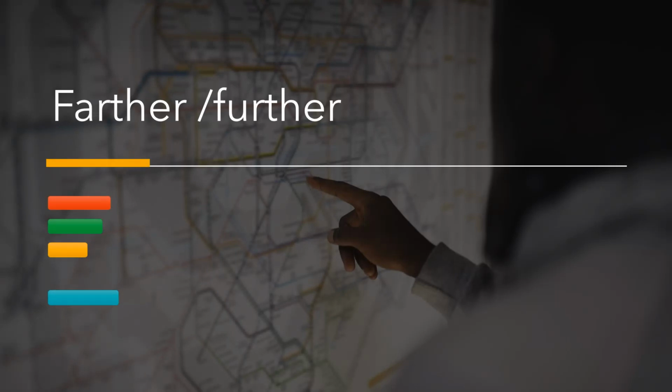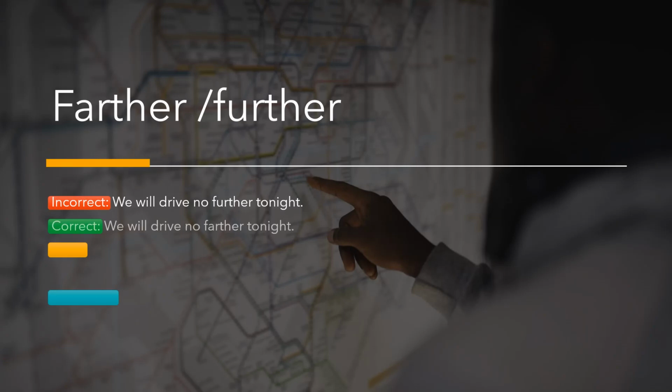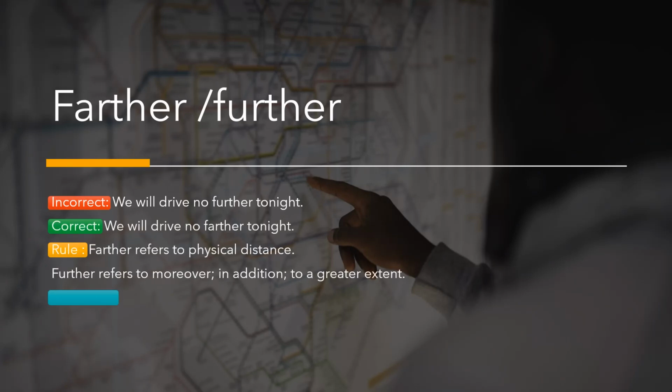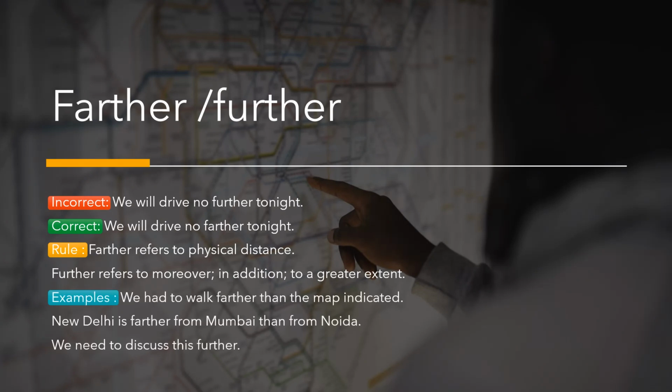Farther or further. We will drive no further tonight. We will drive no farther tonight. Farther refers to a physical distance. Further refers to moreover, in addition, to a greater extent. Example: we have to walk farther than the map indicated. New Delhi is farther from Mumbai than from Noida. We need to discuss this further.